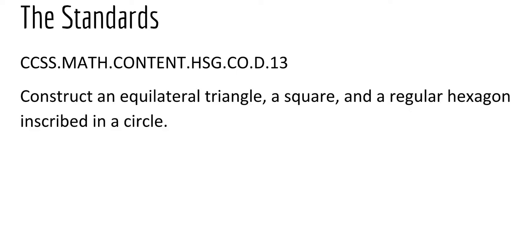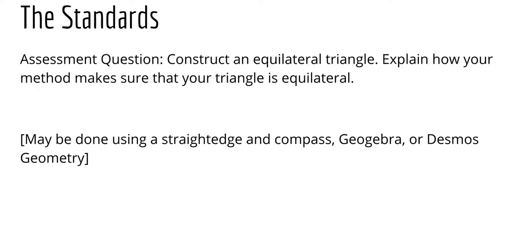Secondly, here are the explicit constructions that students need to have created: an equilateral triangle, a square, and a hexagon inscribed in a circle. So those are constructions that students are very much expected to be able to complete, and then there is the implicit expectation to understand why those things are working.